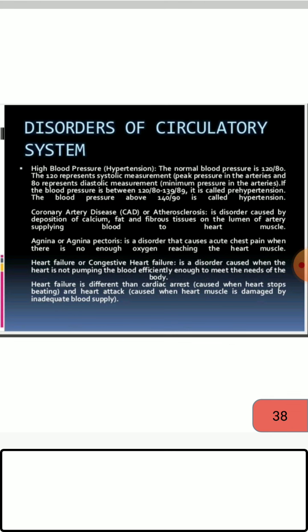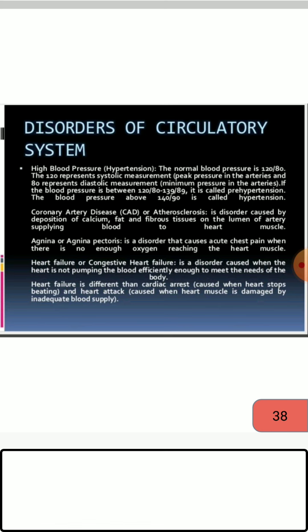If the blood pressure is below 120 by 80, that is normal. Otherwise, if it increases to 120 to 139 over 80 to 89, then it is called pre-hypertension, okay. But if the blood pressure goes above 140 over 90, then it is called hypertension, okay.